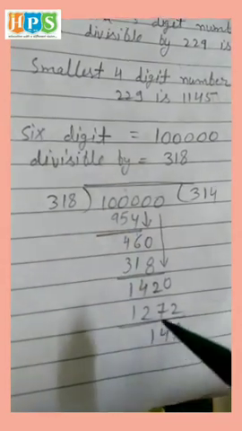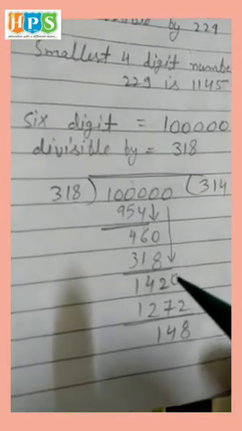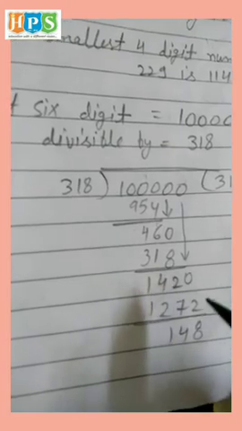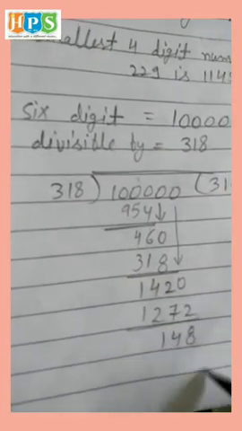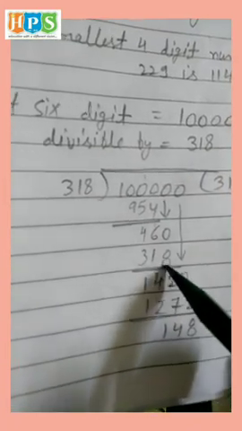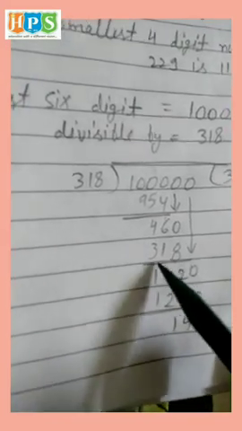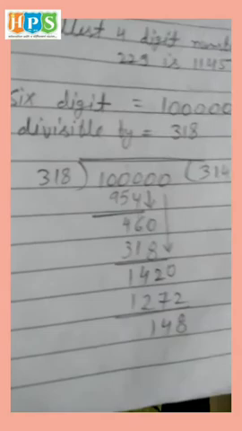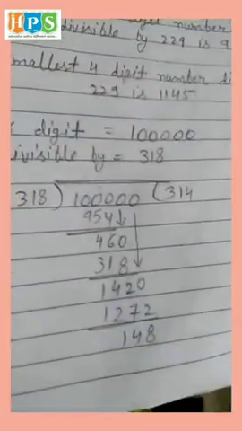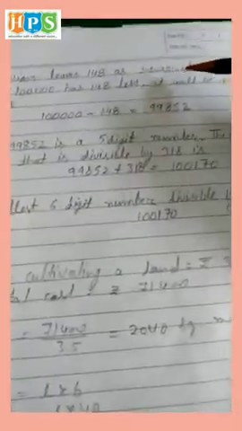318 fours are 1272. We can subtract. We can't subtract 0 minus 2, so we borrow from tens to ones to make 10. 10 minus 2, 8. What's left? 1. We can't subtract 1 minus 7, so we borrow from hundreds to tens to make 11. 11 minus 7, 4. And what's left? 3. 3 minus 2, 1. So quotient is 314 and remainder 148. The divisor leaves 148 as remainder.